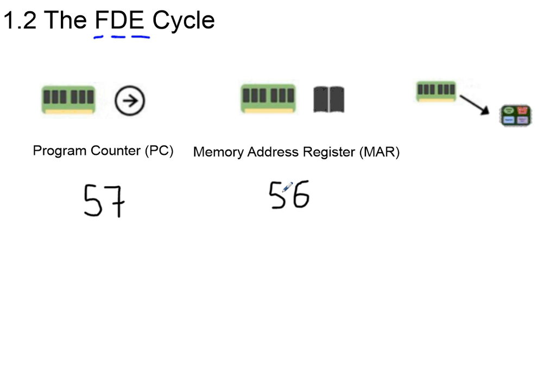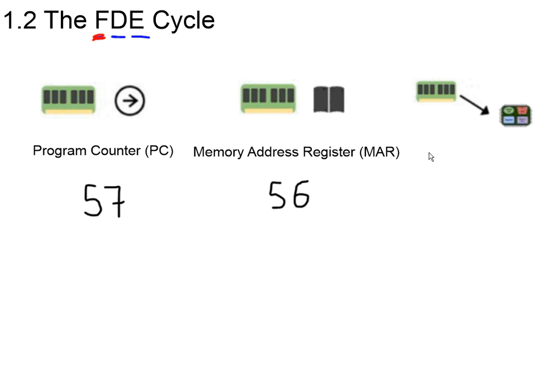Okay? So I'm explaining both the registers and how the FDE cycle works at the same time. So now that the computer knows to look in 56, it will go to RAM, it will go to address 56, and it will fetch that instruction. So that is the fetch stage complete. So the fetch stage is checking the program counter to see where the address is, moving that address into the memory address register, and then going to that address and fetching that instruction.